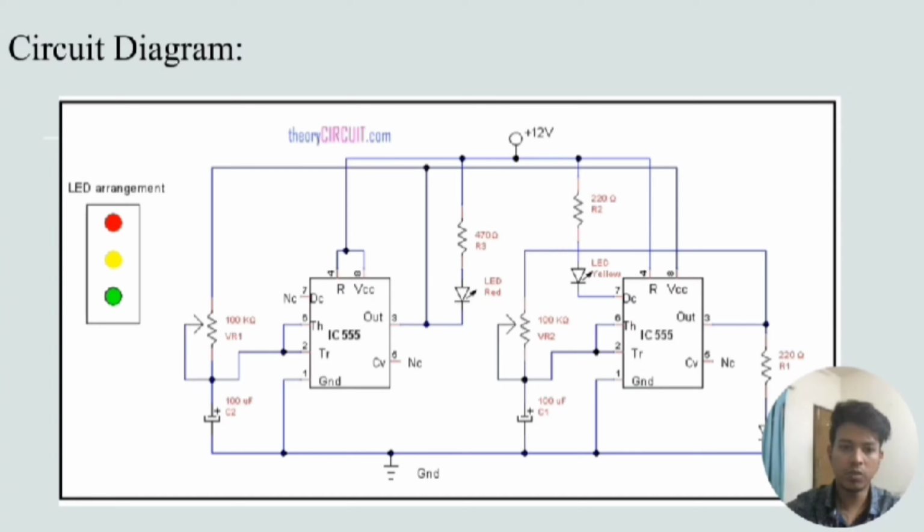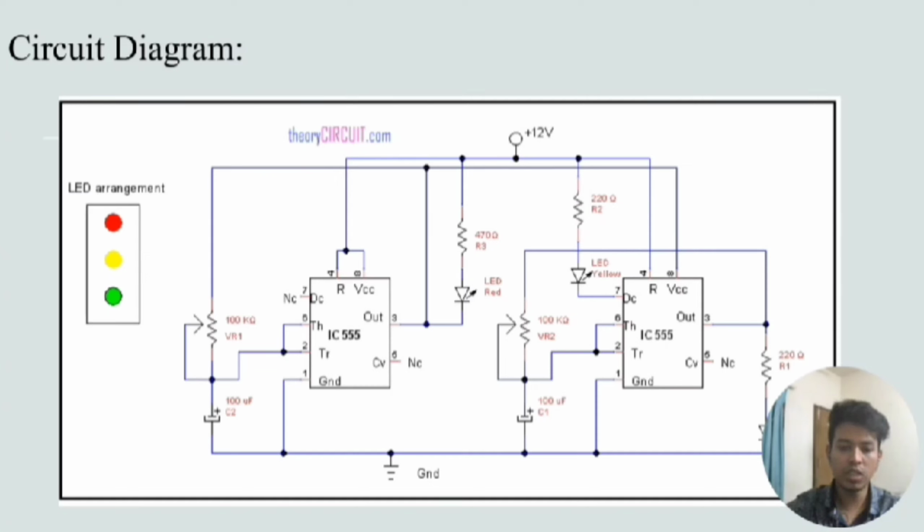Now the configuration of the first 555 timer: we have connected a 100 microfarad capacitor between pin 2, which is trigger, and the ground, and we have connected a 100 kilo ohm variable resistor between pin 6, which is threshold, and pin 2, which is trigger, and we have placed a 100 kilo ohm resistor between pin 6 and VCC. We have connected pin 3, which is output, to the red LED in series with a 200 ohm resistor, and to pin 4, which is reset, of the second 555 timer to trigger it.